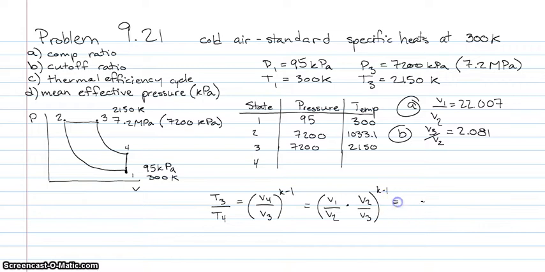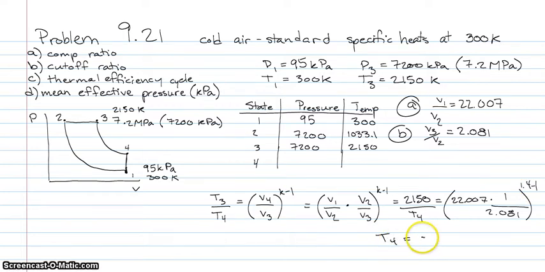So when we plug in our values for this, we're going to get the temperature from state 3 over the temperature of state 4, which we do not know yet, multiplied by the compression ratio, 22.007, and the cutoff ratio, but if you notice it's actually inverted here, so got to be careful to keep that straight, and then 1.4 minus 1. When we solve all this out, the temperature of state 4 is going to equal 836.995 Kelvin.